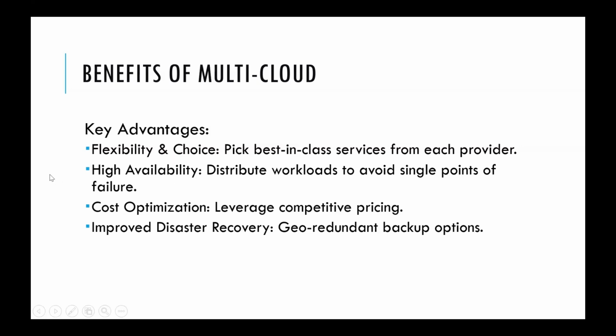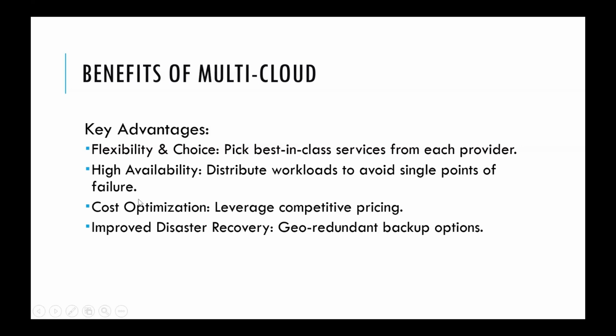High availability. Distribute workloads to avoid single point of failure. Like we already discussed, distribute workloads in multiple clouds so that even if one cloud is down, your application will be available, so that you can achieve high availability using this strategy of multi-cloud. If some region for some particular provider is down, your data will always be available in a different region or in a different cloud provider.